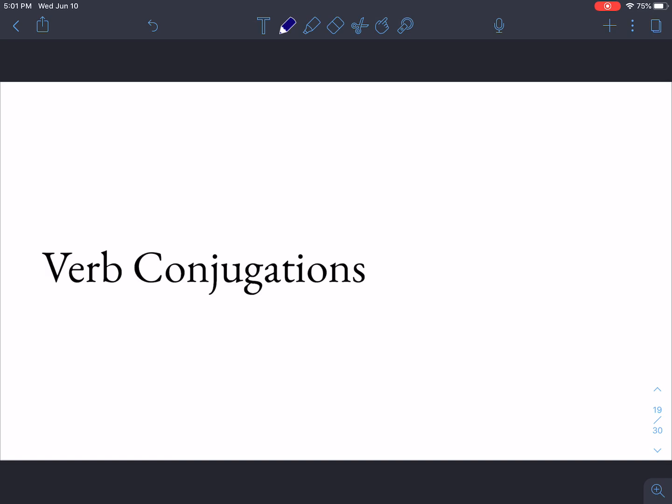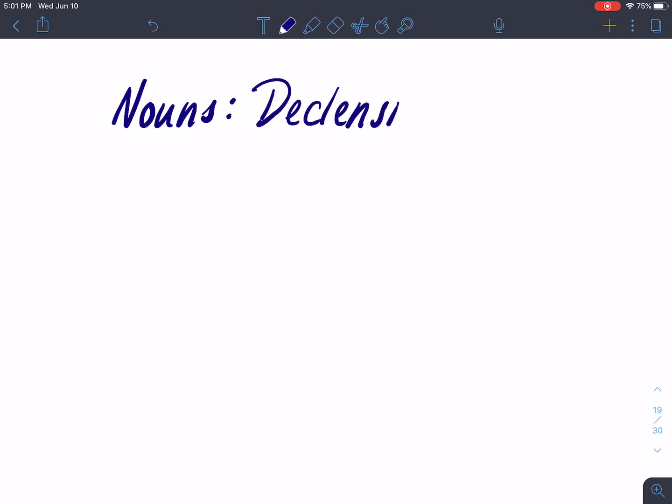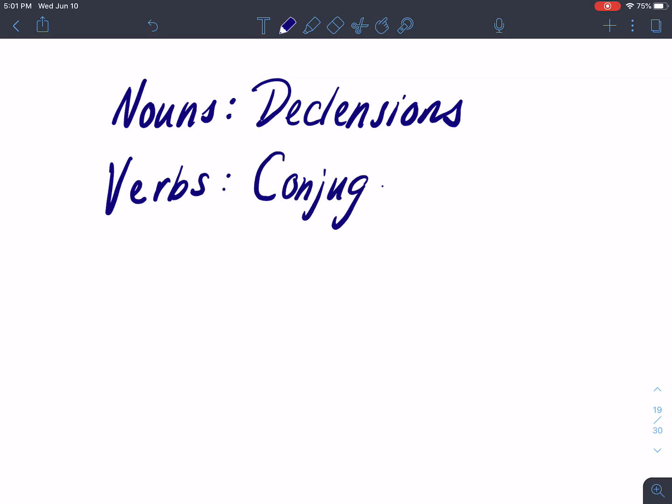Parsing is important, but so is verb conjugations. Okay? Now, yesterday we were talking about nouns. Remember, nouns belong to noun families. These noun families are known as declensions. Verbs do also have families too, but they're not called declensions. They're called conjugations.